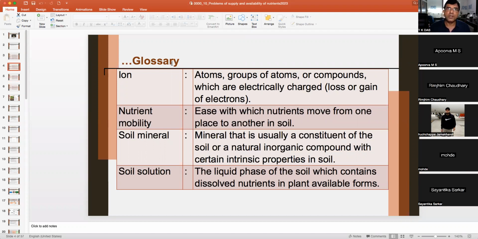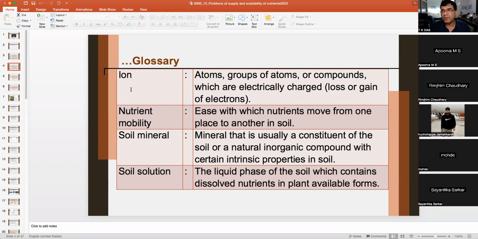Soil mineral, you know, soil is made up of minerals. Variety of minerals are there. Primary minerals and secondary minerals, you know. So mineral is usually a constituent of the soil, a natural inorganic compound with certain intrinsic properties in soil. Can you name some minerals in soil?